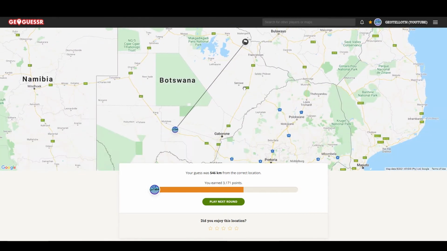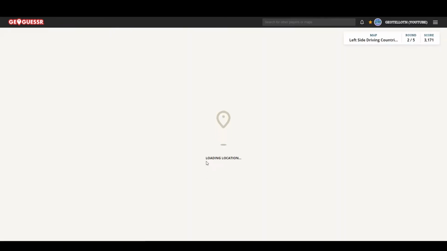Parts of South Africa can look like that, of course, but I find that Botswana is a pretty safe guess if you're looking at a really dry landscape. And the yellow road markings, of course.